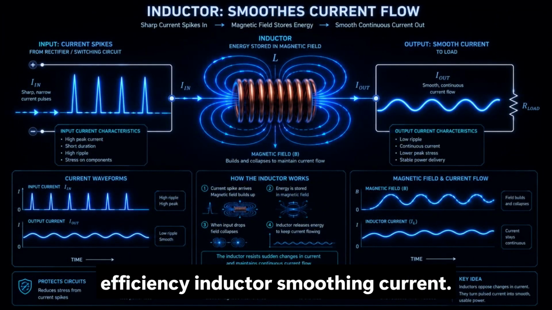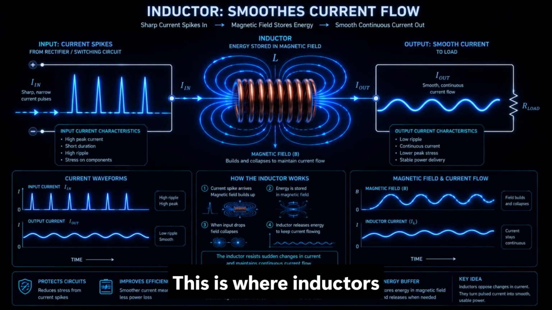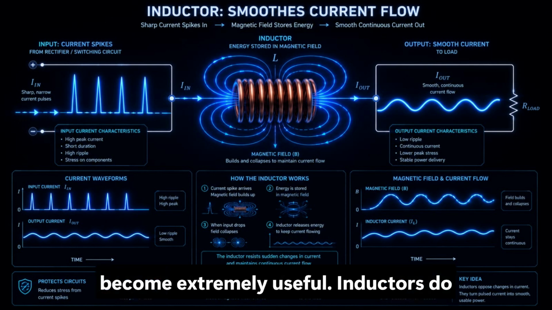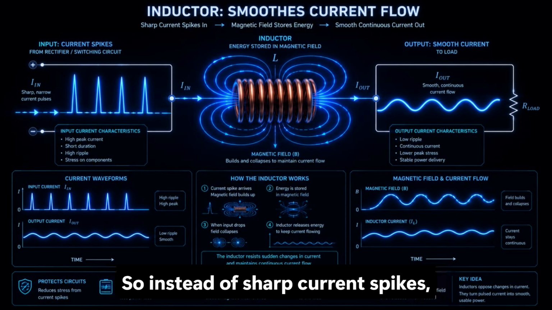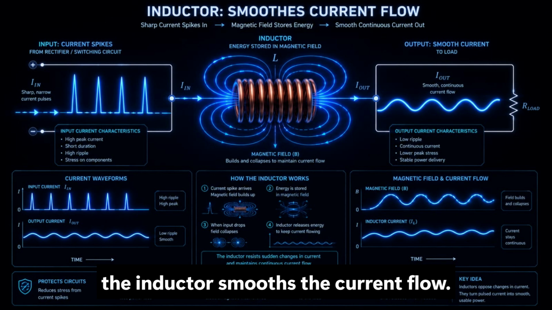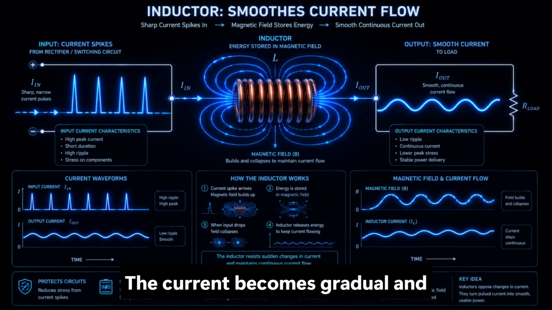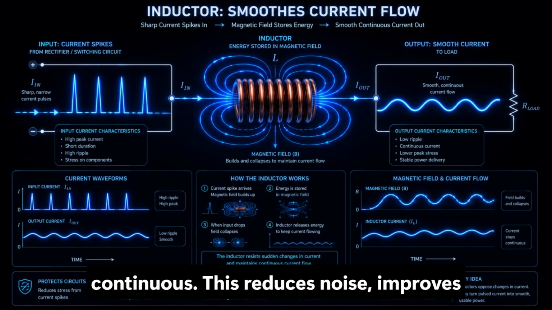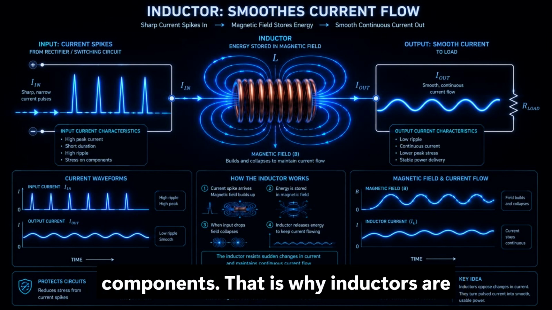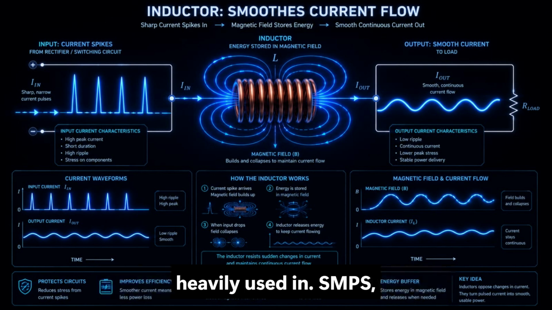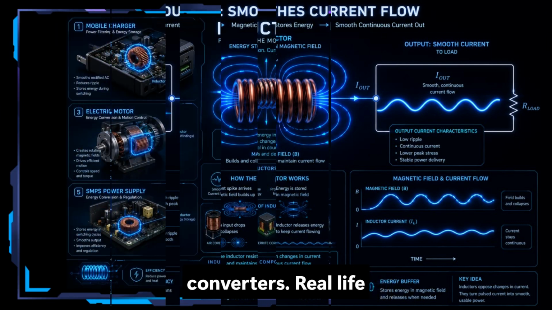Inductor smoothing current. This is where inductors become extremely useful. Inductors do not allow current to change suddenly. So instead of sharp current spikes, the inductor smooths the current flow. The current becomes gradual and continuous. This reduces noise, improves efficiency, and protects circuit components. That is why inductors are heavily used in SMPS circuits, chargers, power supplies, and DC converters.